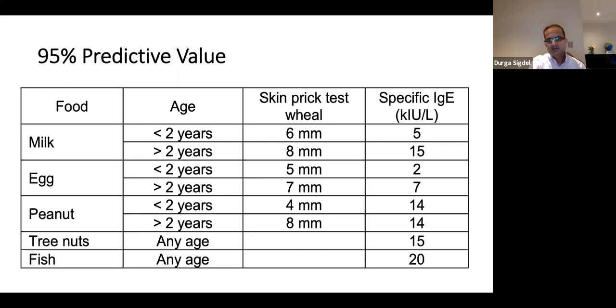What we consider is a skin prick test wheal diameter of 3 millimeters or more as a positive result. A specific IgE of 0.35 kilo international units per liter or more is considered positive, but this child has a specific IgE of 15. In that case, the child still has a 95% chance of having allergy. So this helps guide us to determine whether we put the child on a food challenge or not.